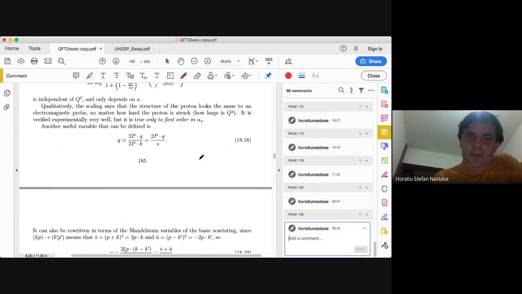Another useful variable that one can define is something called y, which is 2 capital P dot q over 2 capital P dot k. And here, in 2 capital P dot k, remember, both k, the momentum of the electron, and capital P, the momentum of the proton, are light-like, so P squared and k squared are 0, so this thing is S. So this y is 2 capital P dot q divided by S.